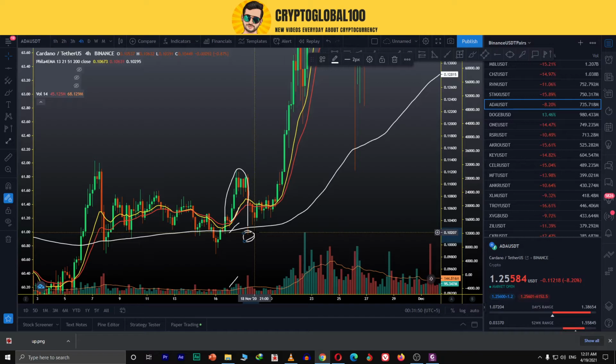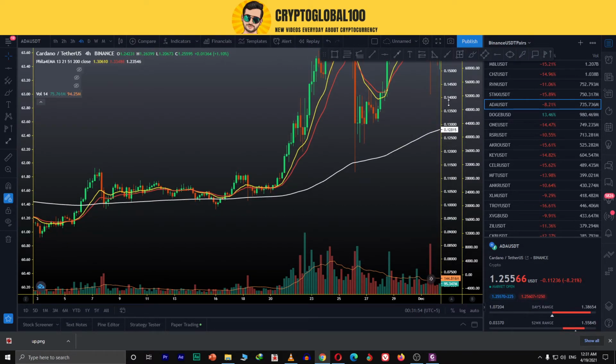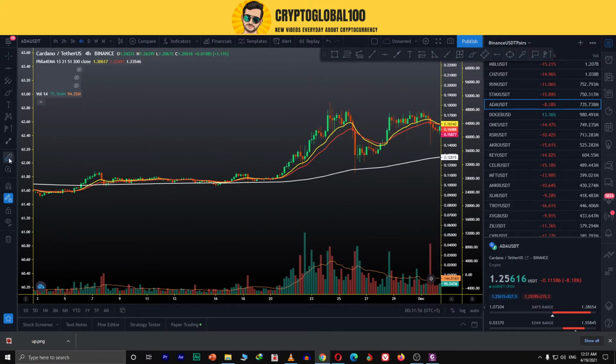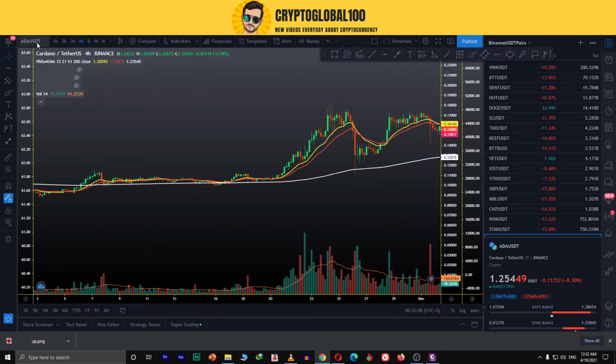So what happened afterwards, you can see the bullish move, and it went up like crazy. See here, 67% profit. So this is a good strategy to work on. We can work on BTC pairs as well.